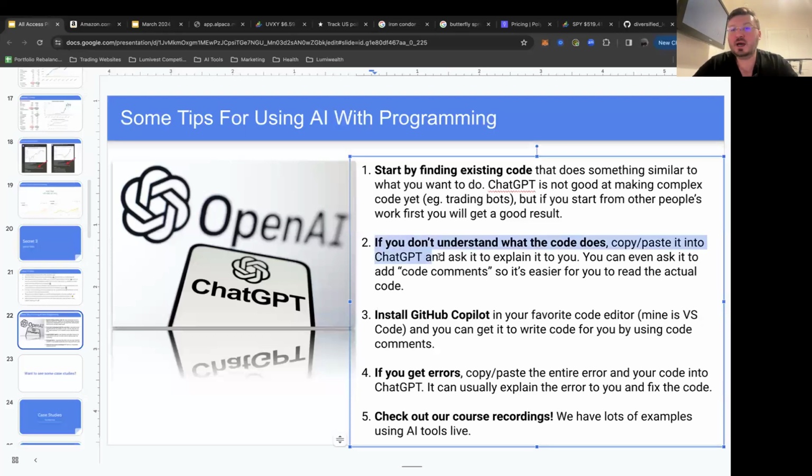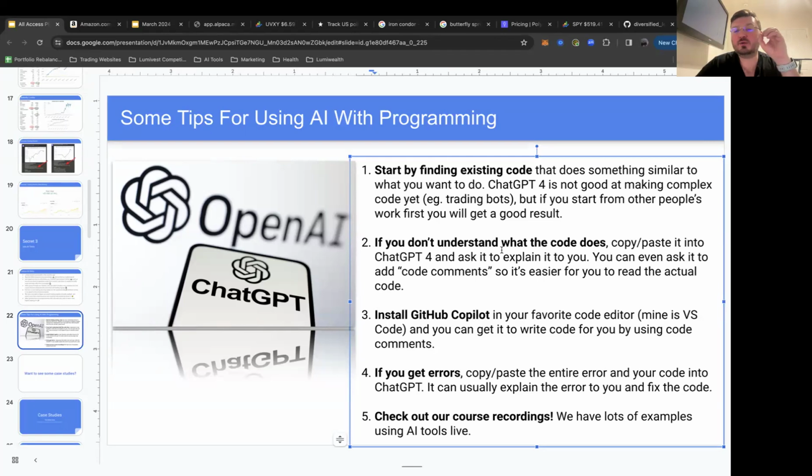Tip number 2, if you don't understand what the code does, which, even if you are a good coder, sometimes it's kind of confusing to understand what the heck is going on in some code. What you can do is copy paste. And by the way, when I say ChatGPT, I say ChatGPT 4, not 3. 3 is very stupid compared to 4. So if you don't have GPT-4, I'd strongly suggest that you get it. It's $20 a month. In my opinion, the best $20 a month I've ever spent, right? I would spend $100 a month and not even think twice about it personally.